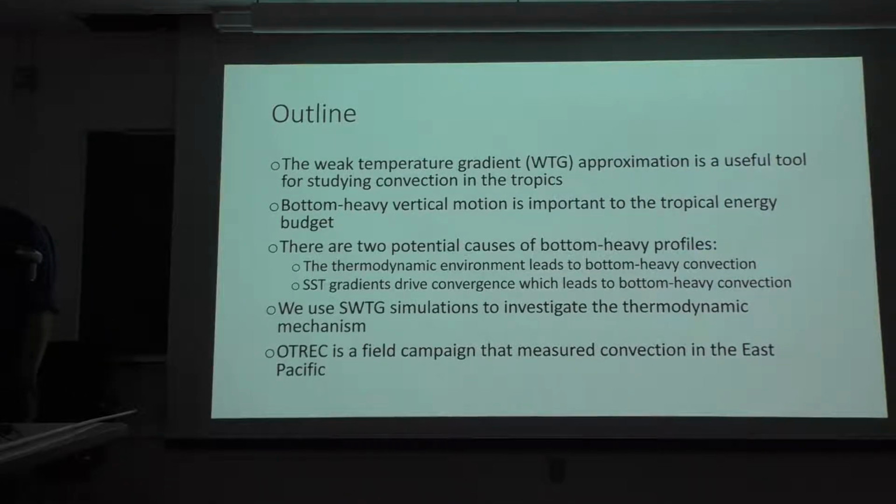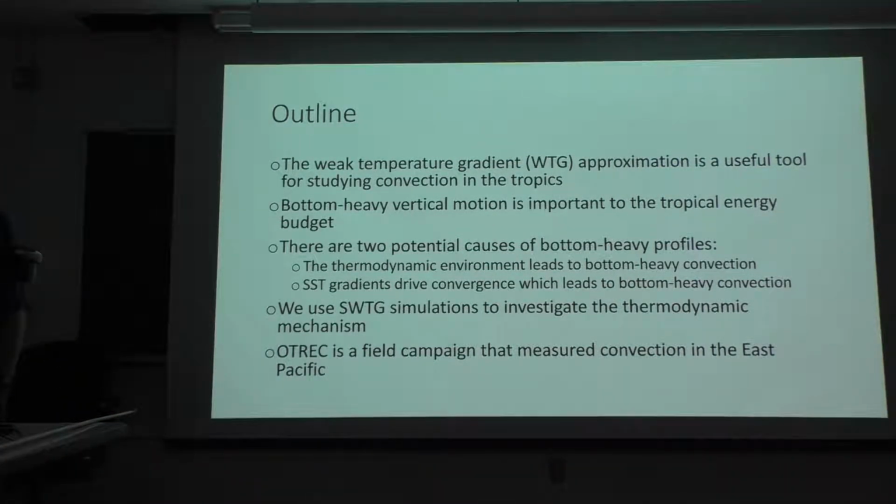General outline of the talk. First, I'm going to go over some basics of tropical meteorology, and specifically the weak temperature gradient and how it's a useful tool for simulating convection. Then I'm going to talk about bottom-heavy vertical motion profiles and how they're important to the tropical energy budget. Then I'm going to go over the two potential causes for this, which are simply a thermodynamic cause and a dynamic cause, essentially. And then I will talk about the SWTG simulations that we actually did, and then finally a little bit about OTREC that we were studying.